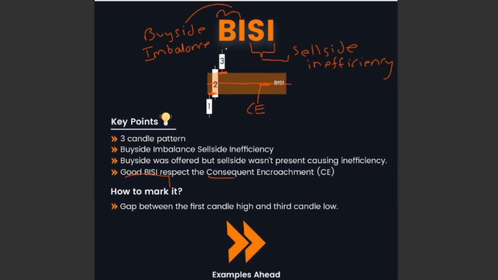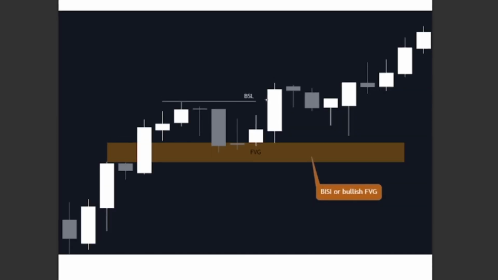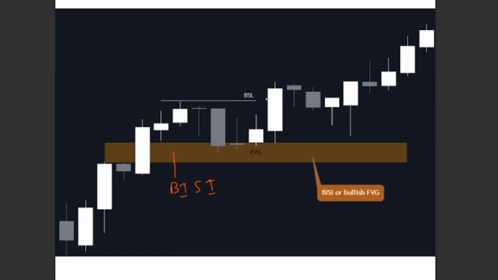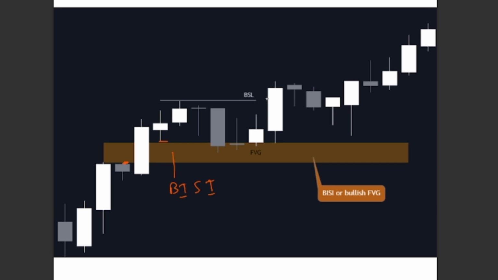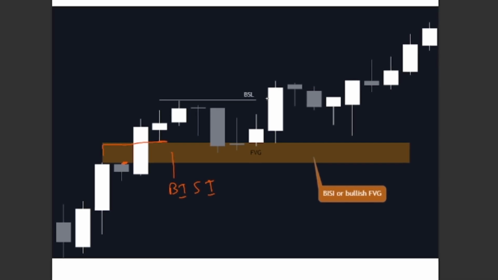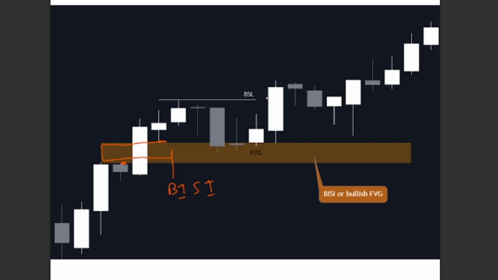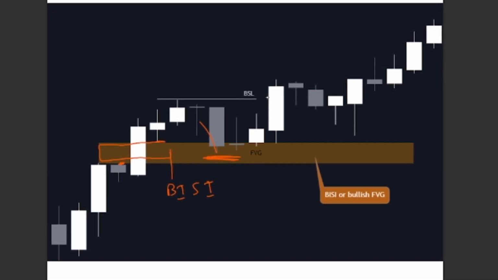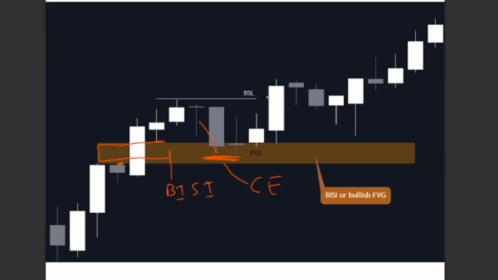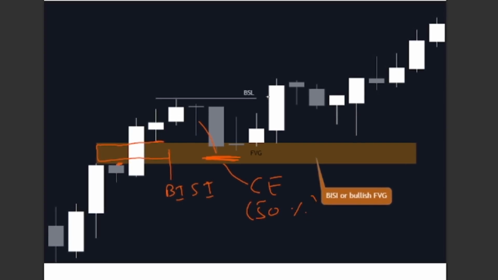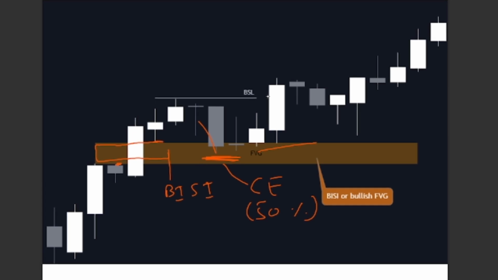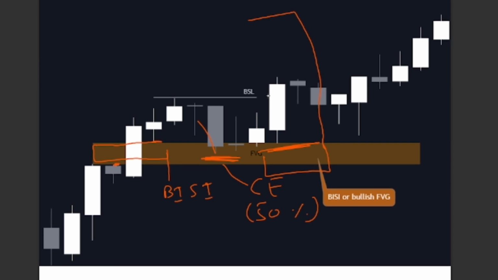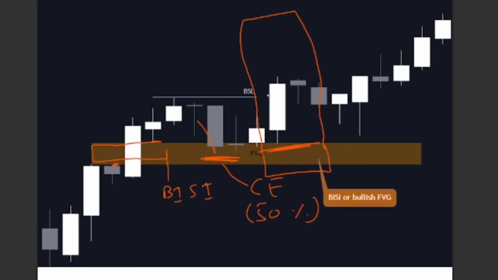Now let's move on to some examples. As you can see, we have a bullish fair value gap here, or we can say BISI. How did we mark it? We took the first candle high and the third candle low. The gap remaining between them was our BISI. Now when price came and tested it, respecting the CE level, the 50% level, are you seeing this? This is an important level. The 50% level is respected, and if you had taken a long here with a stop loss somewhere around here and targeting new highs, you would have a successful trade. I hope it is clear now.